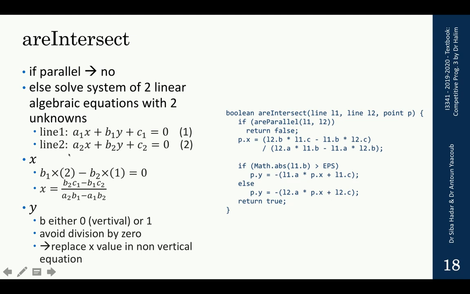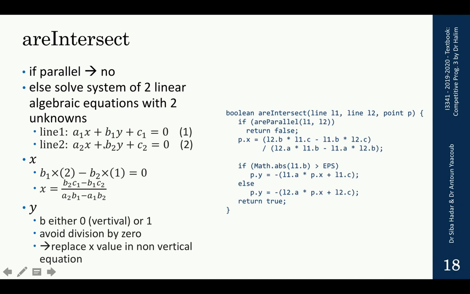So what we do is equation 1 times b2 minus the reverse, equation 2 times b1 minus equation 1 times b2, and this is how we eliminate the b values, and this is how we get x equals b2c1 minus b1c2 over a2b1 minus a1b2. As for y, we have to distinguish two cases.